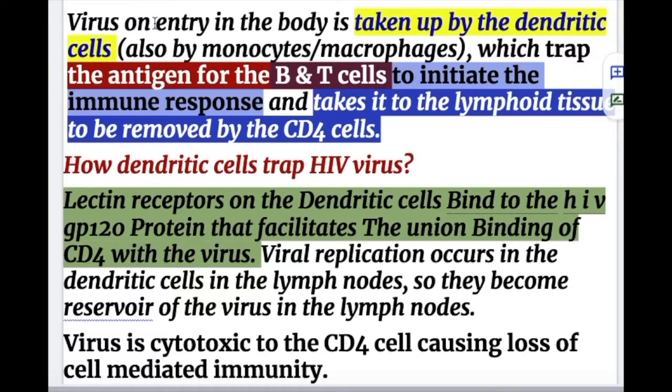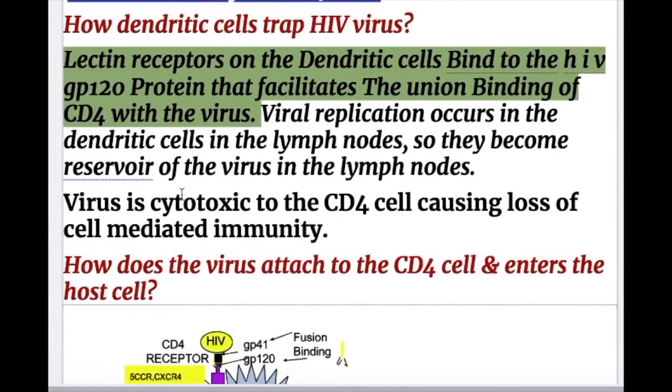So virus enters the dendritic cell in the blood and also the monocytes and macrophages. They take the antigen to the lymphoid tissue for removal by the B and T cells. So how do dendritic cells trap the HIV virus? C-type lectin receptors on the dendritic cells bind to the HIV GP120 protein that facilitates the binding of the CD4 cell with the virus.